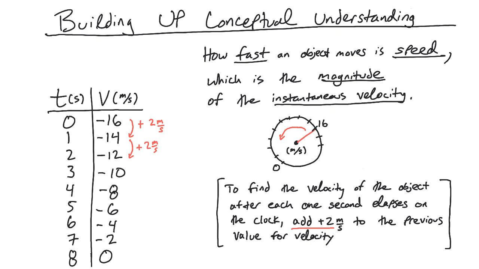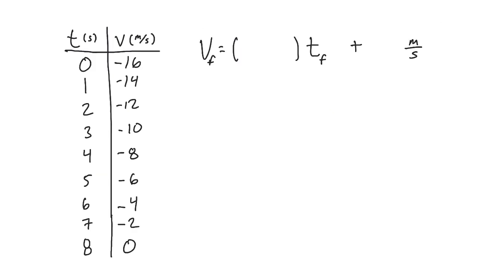All right, great. Now what I'd like you to do is turn this table into a formula. I've given you the initial condition, which says that at a clock reading of 0 seconds, we have an initial velocity of negative 16 meters per second. And I'd like you to construct an equation or a mathematical model that now would work here as well, that would allow you to know at any moment in time the velocity of the object. So go ahead, pause the video, and build that equation. All right, let's take a look.